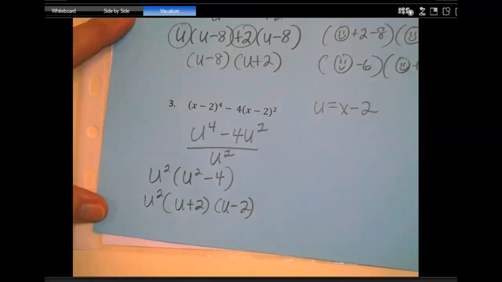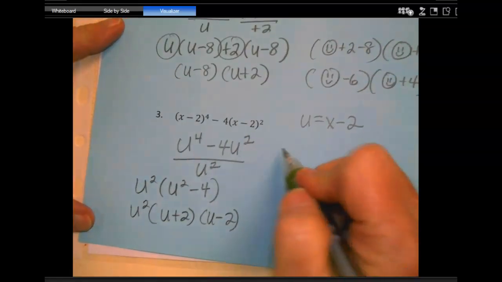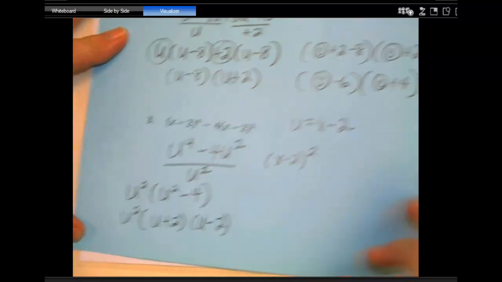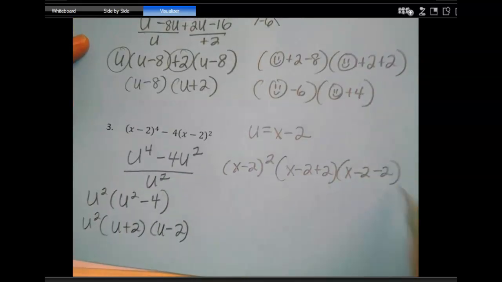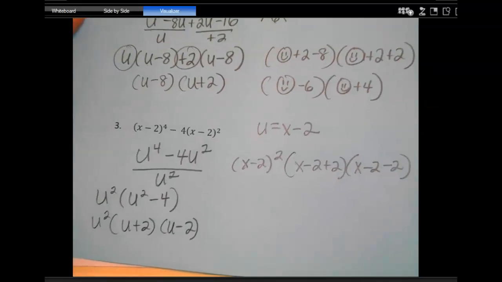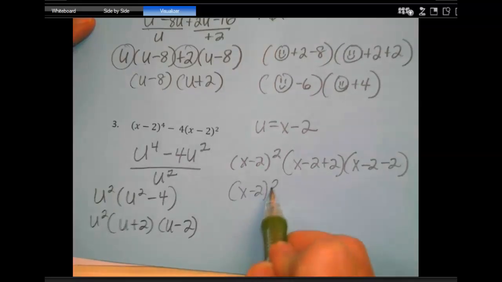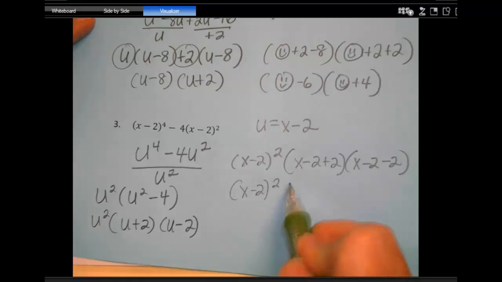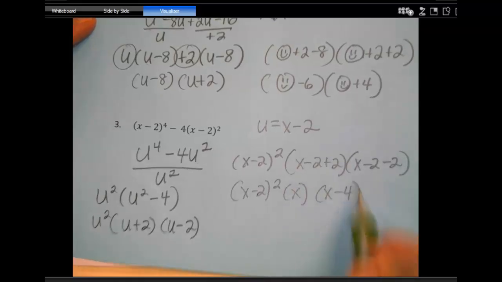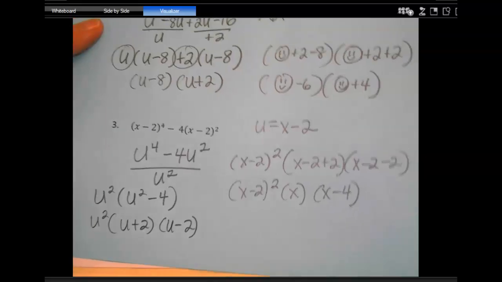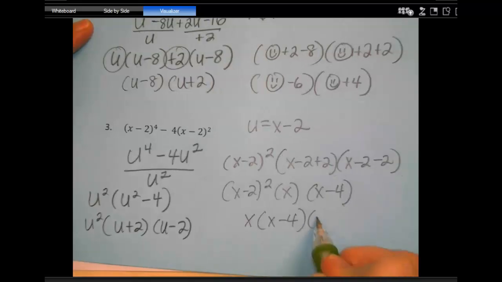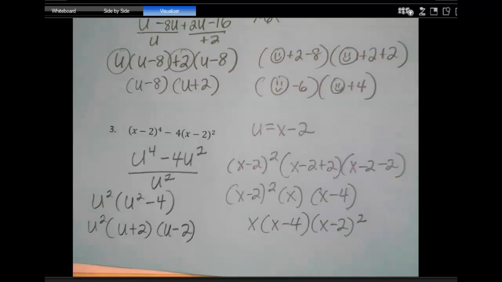And then we're going to substitute the x minus 2 back in for the u. So I'm going to get x minus 2 squared times x minus 2 plus 2 and x minus 2 minus 2. So I have x minus 2 squared. What's minus 2 plus 2? So I have an x and then x minus 4. And normally we write it in order, right? So the x minus 2 squared goes at the end. Okay, any questions on this?